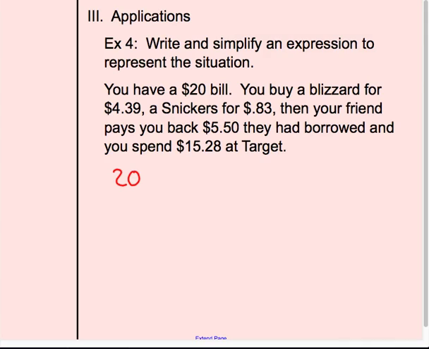When you buy something, obviously you are spending money, so you are subtracting it from what you have. We buy a Snickers, so we are subtracting some more money. But our friend owed us some money, so they're paying us back, so that is adding to what we have. And finally, we are spending more, so we are subtracting that amount from our total.